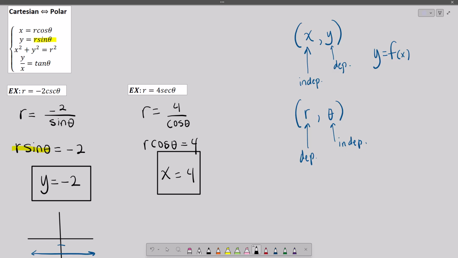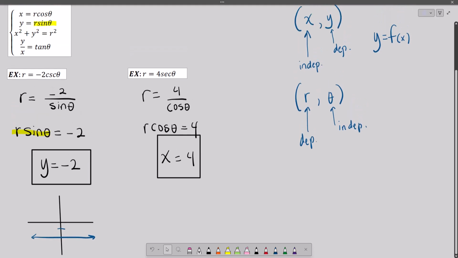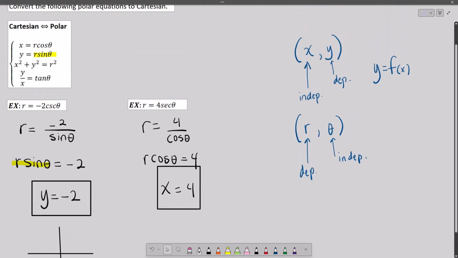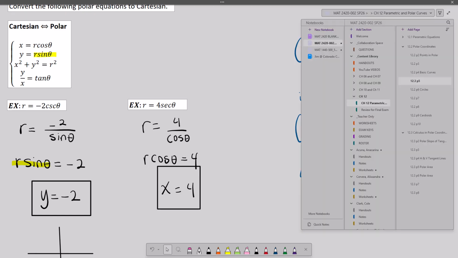So those equations can be used to convert a point in one of the coordinate systems to a point in the other, or they can be used to convert an equation in one of the coordinate systems to an equation in the other. So it can go both ways, points or equations.